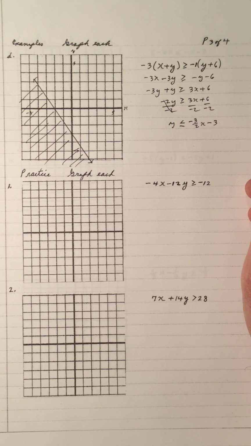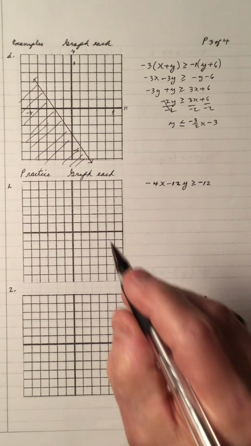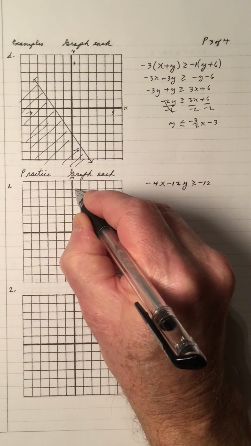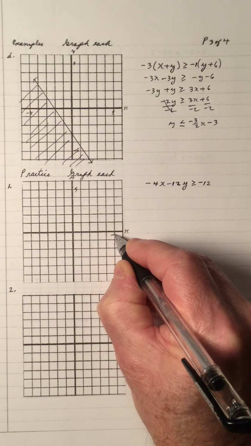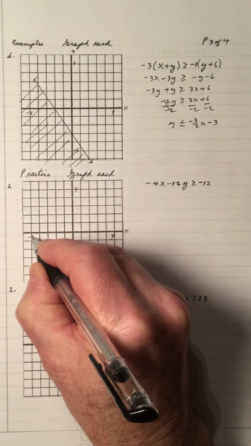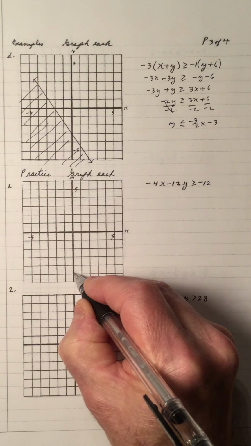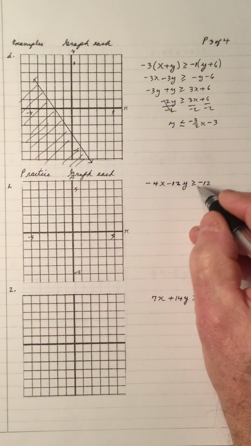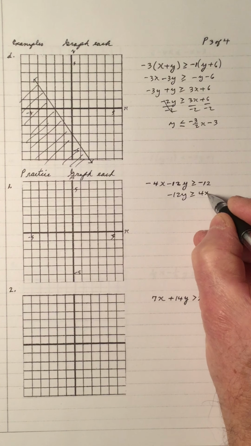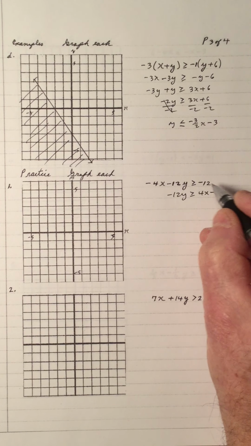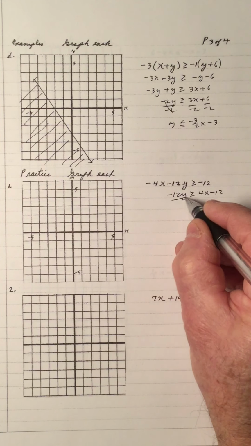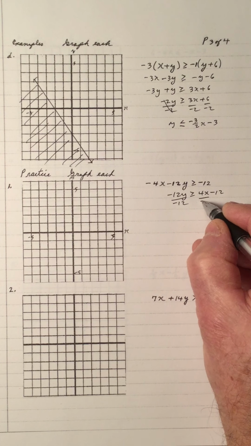Okay, practice. Practice means you can pause your video and work these out. But let's put a few values in here before we start. Okay. We solve for y greater than or equal to 4x minus 12. Notice the 4 moved over to become a positive. And now we divide everything by negative 12.